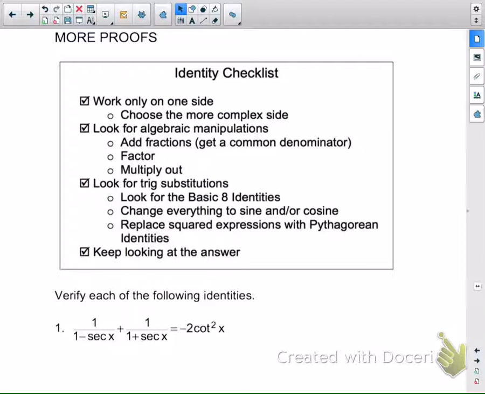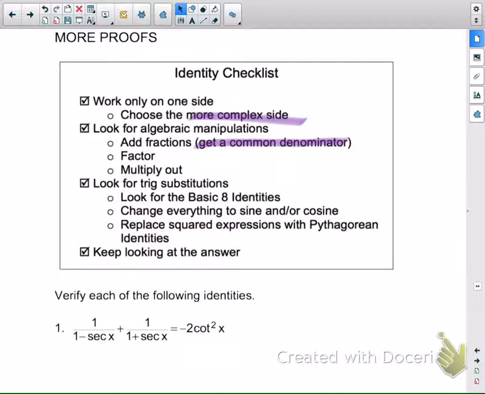Always choose the more complex side, if possible. It's always harder to go from the simple to the complex. You always want to start with your complex. Look for things that you can do algebraically. Things to remember to look for: add your fractions by getting a common denominator. That is a big one. We hate fractions. Just plain and simple, we don't like them. This will be common. Anytime you have two fractions, you need to think about getting a common denominator and putting them together. You can factor.